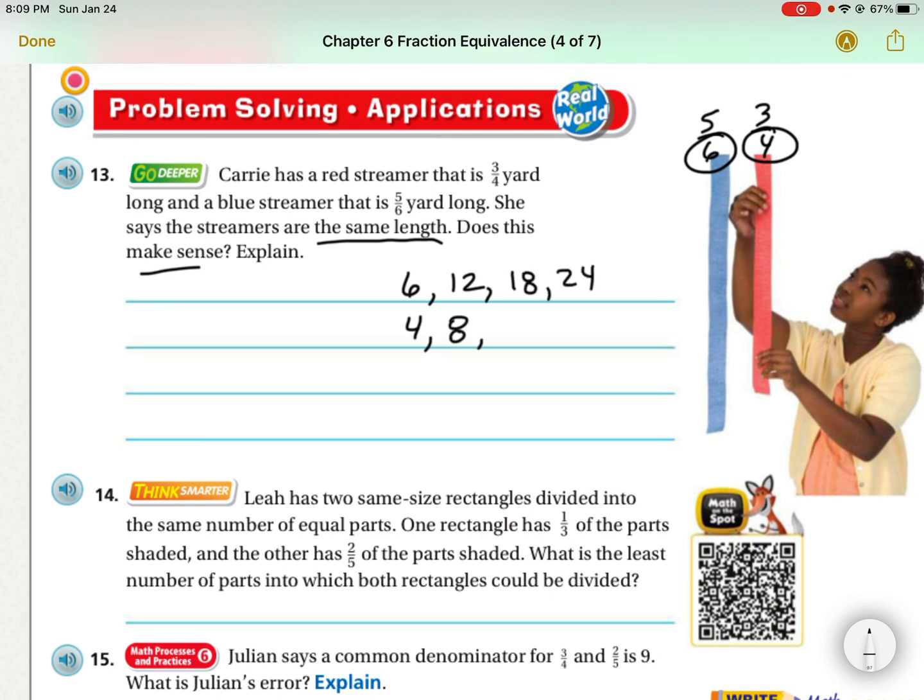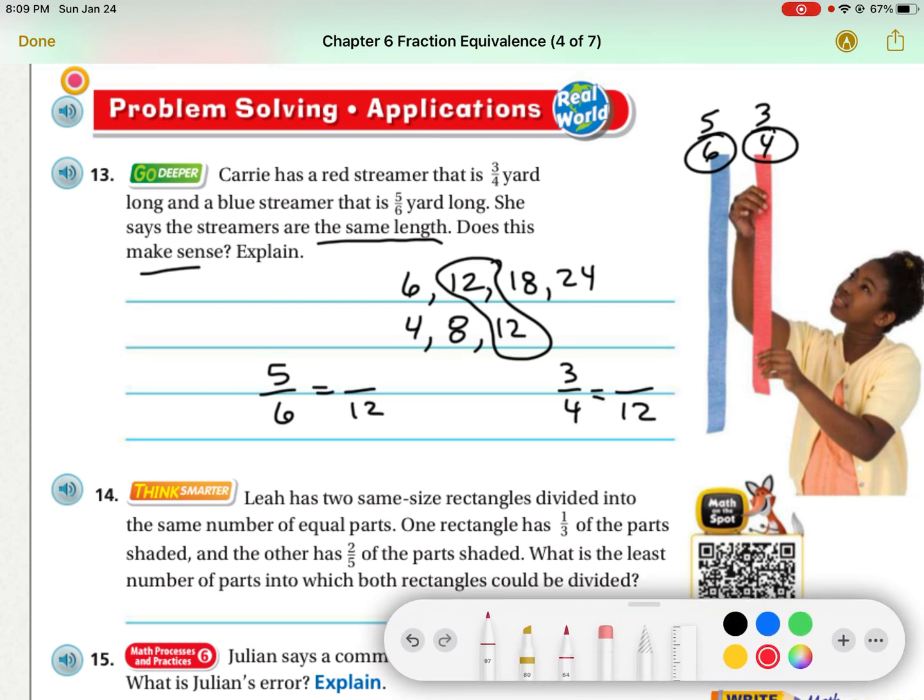Count by 4. Stop when you have a common denominator. That's going to be 12. Okay? So if they're the same length, these guys are going to end up being equivalent. So 5/6 equals how many 12ths? And 3/4 equals how many 12ths?